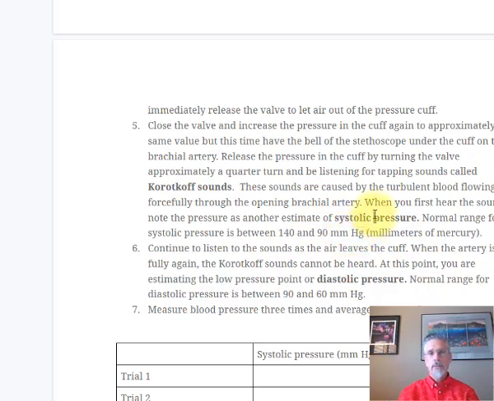So systolic pressure is called that because when the ventricles are contracting, they're sending this tidal wave of blood down the arteries, and so the arteries are expanding under this increased pressure, and that's the high point of pressure, so it's called systolic pressure.